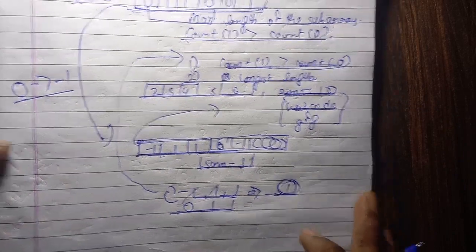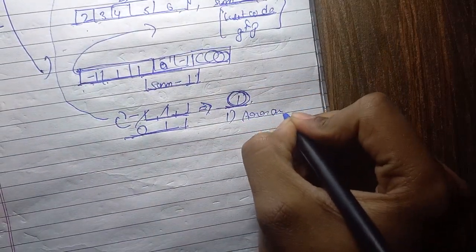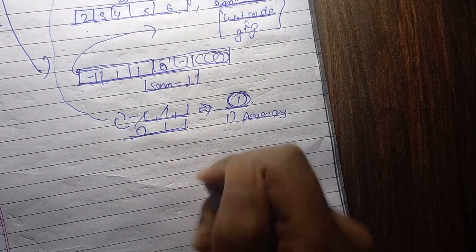So now, अभी तक हमने क्या किया? हमारे पास सबसे पहले एक array given थी. ओके, हमारे पास एक array given थी.